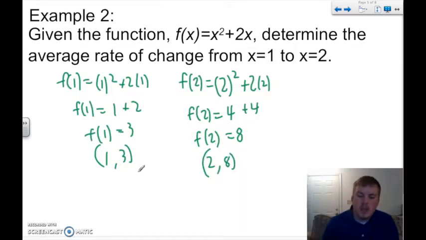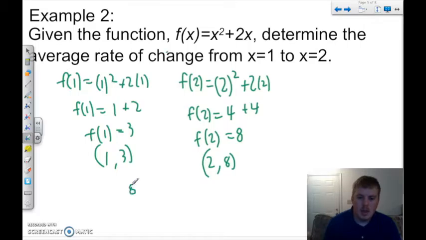So now I'm going to plug into the formula. I'm going to get 8 minus 3 over 2 minus 1. 8 minus 3 is going to give me 5. And 2 minus 1 is going to give me 1, which gives me an average rate of change of 5.